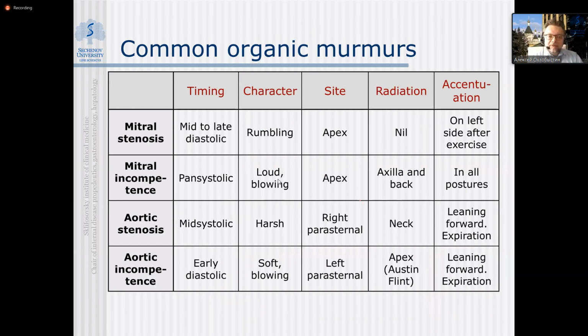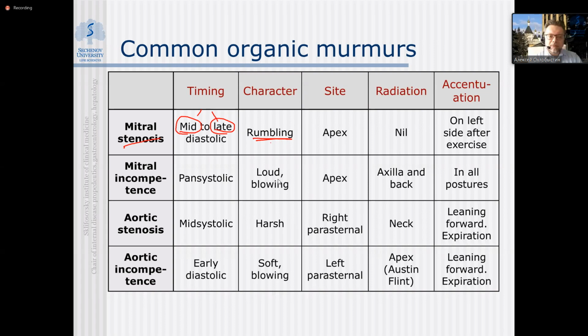Again, very briefly, because we'll talk about heart disease once again in much more detail. Briefly, a list of basic valvular disorders. In mitral stenosis, the timing of the murmur will be double. It will be mid-diastolic, and it will be late diastolic, that is pre-systolic. So there will be two types of the murmur.